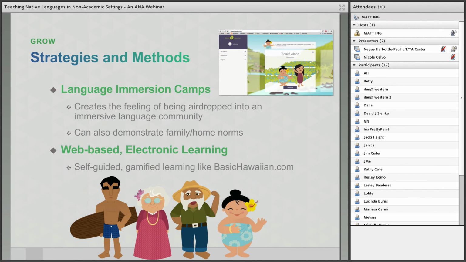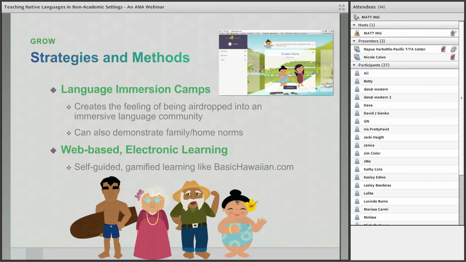There are strategies and methods. And a lot of these come from examples that I'm familiar with in Hawaii, because this is where my home base is, and so I'm familiar with a lot of those methods and strategies. One thing that has been proven to be very successful is language immersion camps.